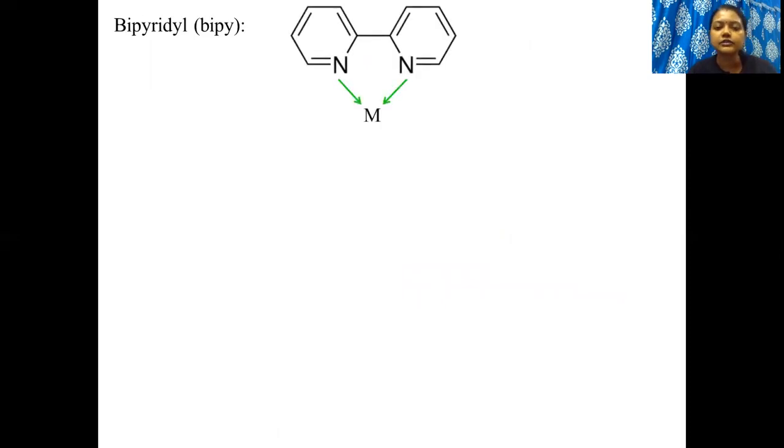Next example is bipyridine. Here also the two nitrogen atoms with lone pairs act as donor sites and form a five-membered ring: 1, 2, 3, 4, 5.